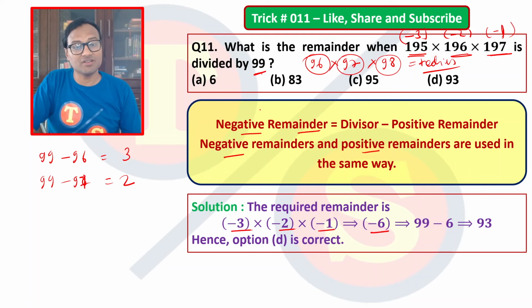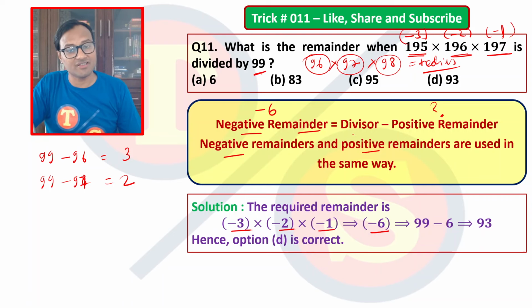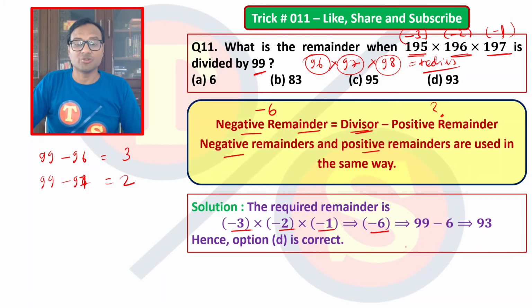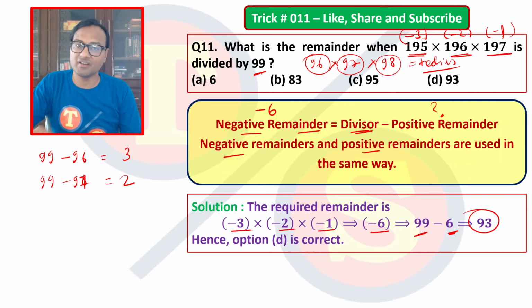Now you will tell me, sir, the negative remainder is minus 6, so what should be the positive remainder? Again apply the same formula: divisor minus negative remainder equals positive remainder. The divisor is 99, the negative remainder is 6, subtract it. So 99 minus 6, 93 will be the correct answer.